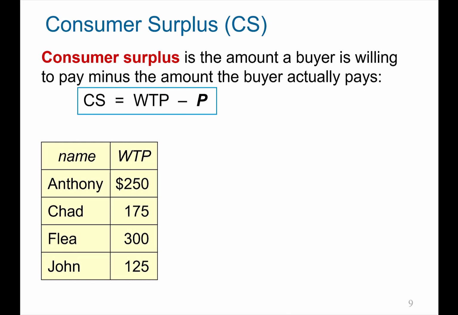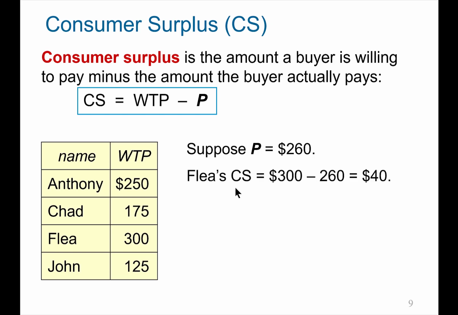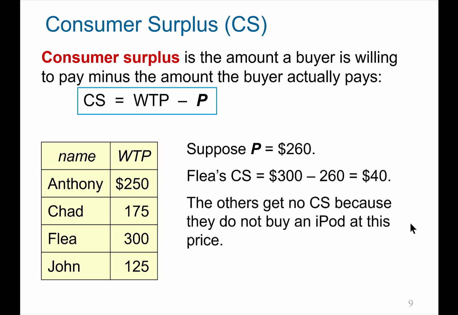Okay, so let's look at this example again. Suppose the price is $260. Ask yourself, who would be willing and able to pay? In this case, it would only be Flea, not even Anthony. Anthony won't buy it because that price is above his willingness and ability to pay. So Flea purchases it, values it at 300, pays 260, so therefore Flea's consumer surplus is $40. No one else is buying it in the market, and therefore total market consumer surplus is $40.